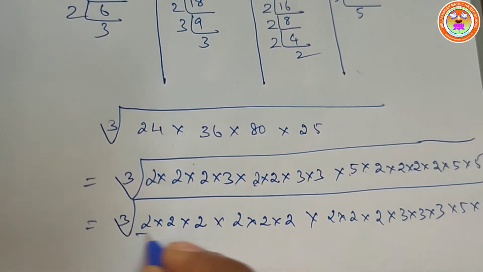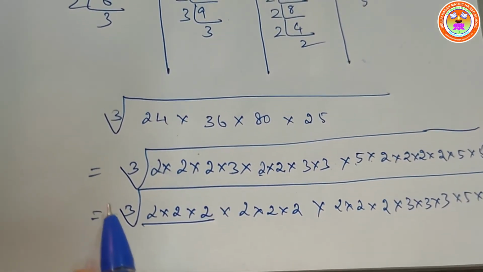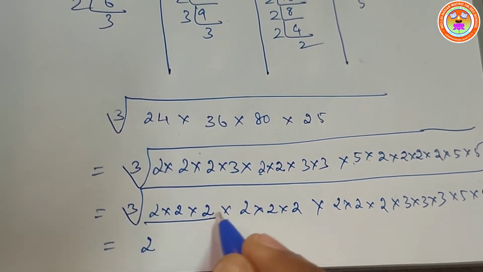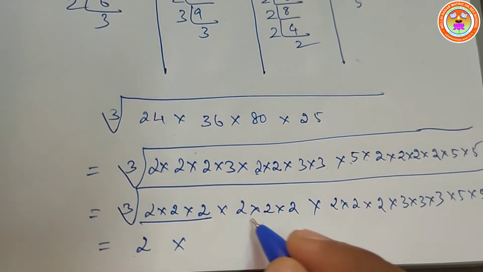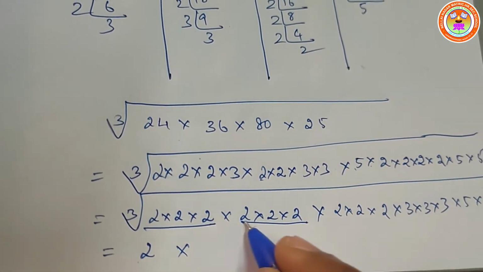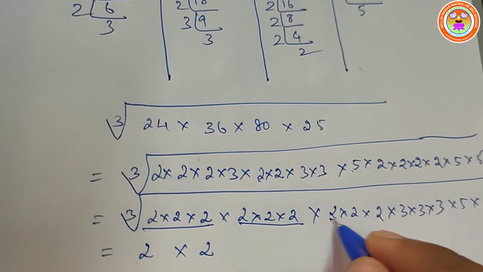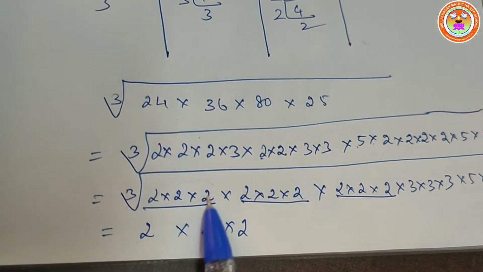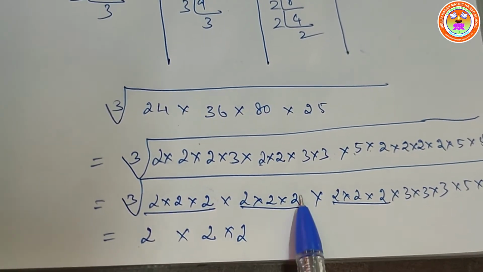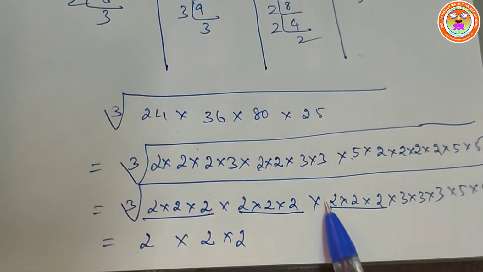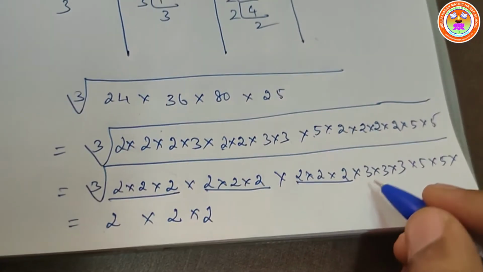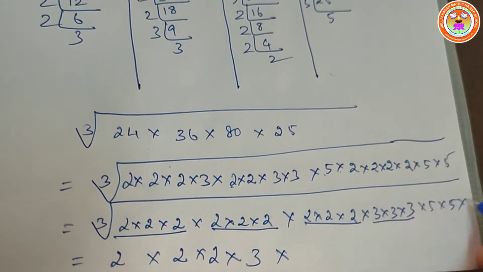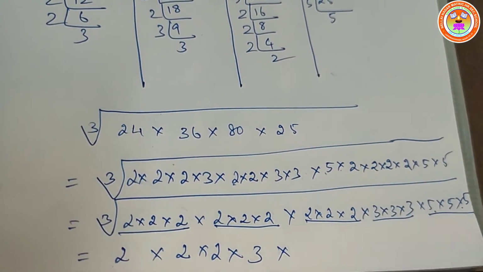Now look at this, since it is a cube root, for 3 numbers you will take 1 outside. Here 3 2s are there, you will take 1 2 outside, and one more set is there, 2 into 2 into 2, so you take another 2 outside, and one more set, so another 2. Are you able to understand, children? Now look at this 3, this is one more, so you have to take 3 outside, and 3 5s are there, so take 1 5 outside.